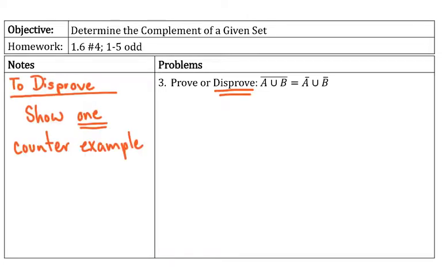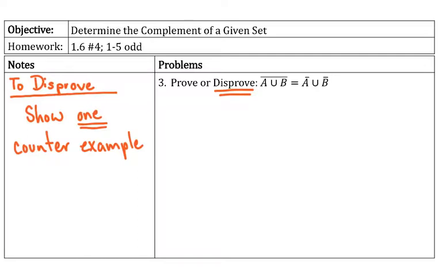So if you've got a whole complicated formula, but you can show it doesn't work for 7, that's enough to show that it's disproven. All you need is one counterexample. So in this case, this isn't true. You can't, as I said, sort of distribute the complement like that. And I'm going to prove it with a pretty straightforward counterexample.